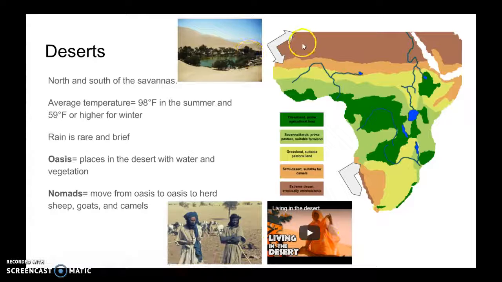Okay, take a few seconds here to shade in deserts or mark it on your map of Africa. You can see that there's two types of deserts. One is a semi-desert, which is suitable for camels and nomads and other animals like goats. And then you have extreme desert, which is practically uninhabitable. Okay, and you have it up at the top in northern Africa and down here in southern Africa.